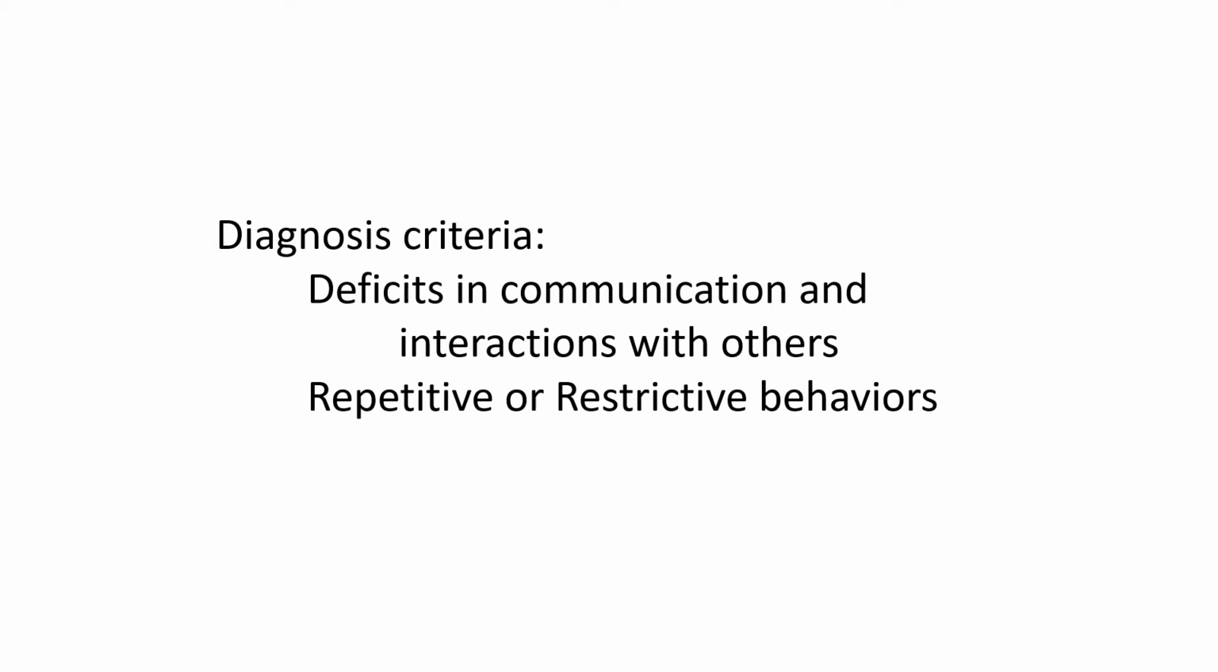The second criteria is repetitive or restrictive behaviors. These can include repeating words or phrases over and over, or flipping toys or objects continually. Children with ASD are easily upset when their routines are changed in any way. They may become fixated on an object or an idea to the exclusion of everything else. These children are very sensitive to noise or other stimuli and can be overwhelmed easily.